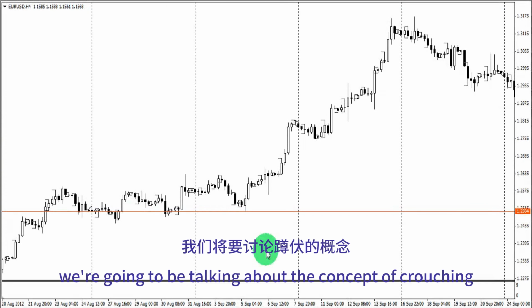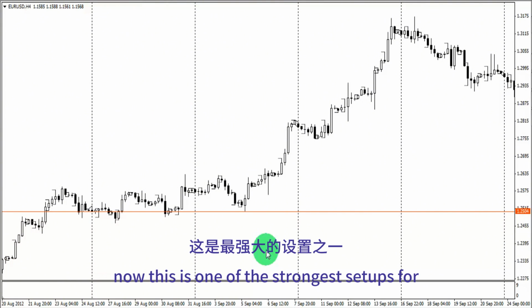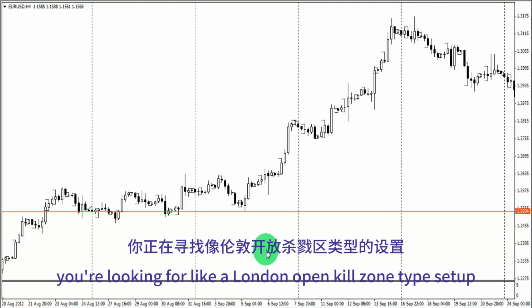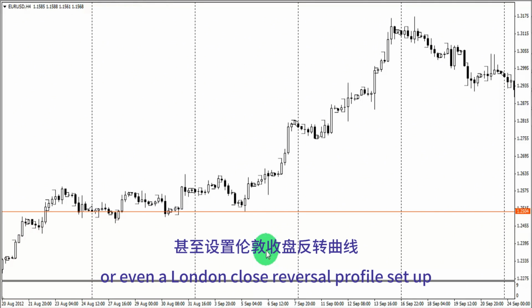Now we're going to be talking about the concept of crouching outside of the order block. This is one of the strongest setups if you're looking for a London open kill zone type setup, or a New York open kill zone setup, or even a London close reversal profile setup.